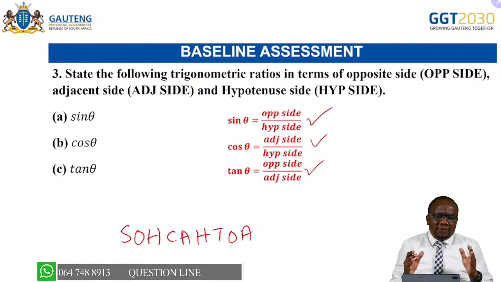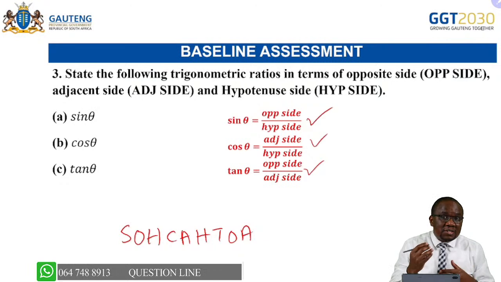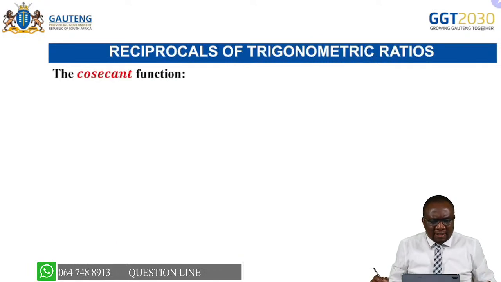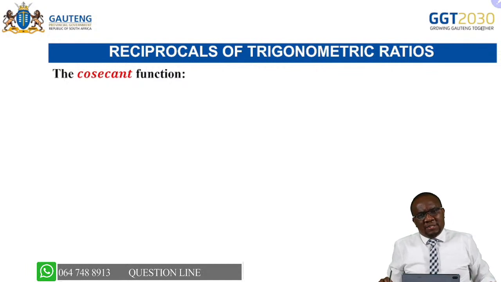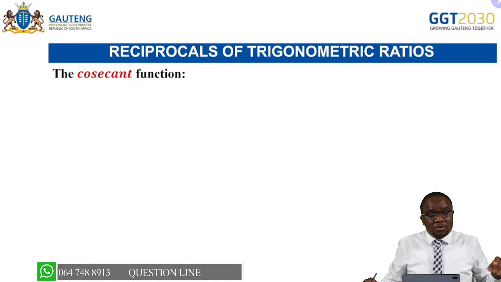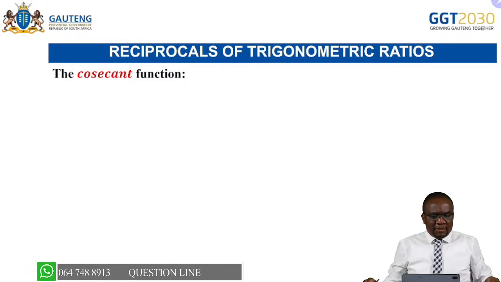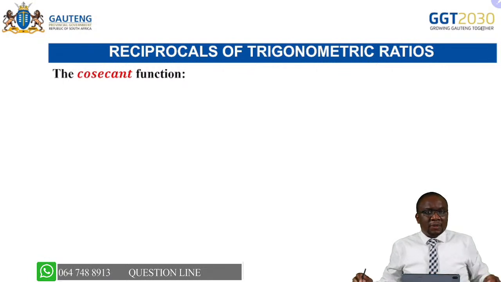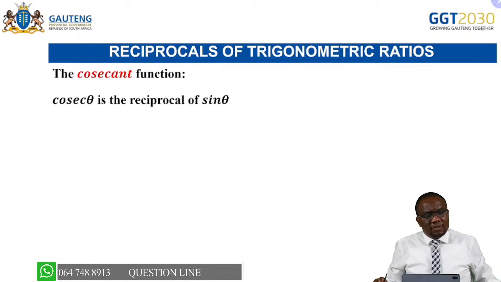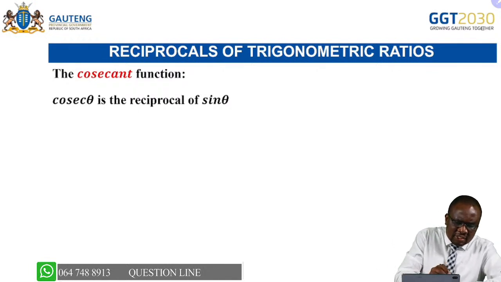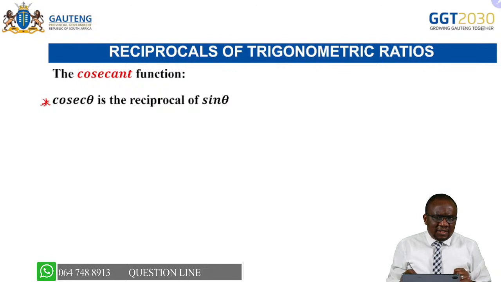We have done our baseline assessment, which is going to assist us in today's lesson. Now let's start our reciprocals of trigonometric ratios. You must know that this one is the reciprocal of this. Very, very important. The cosecant function, we write it as cosec. So cosec theta, the cosecant of angle theta, is the reciprocal of sine theta. Please write this down. Cosec theta is the reciprocal of sine theta.